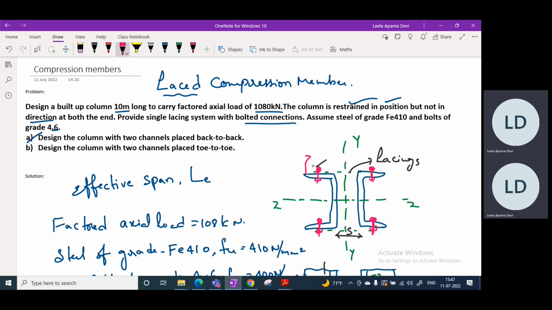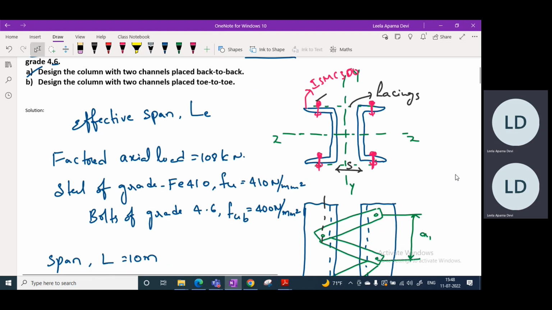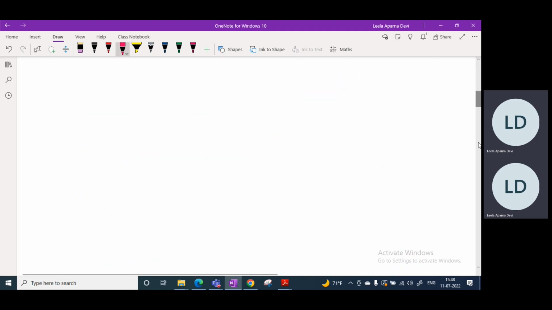suitable, or the strength coming from the design section which we have designed is ISMC 300 section. So whether these two channel sections are able to carry the external load of 1080 kilonewtons or not, that part we have already seen in the previous video. So now the thing is we need to calculate the space. To this problem, the space between these two channel sections we need to calculate. So how to calculate, we'll see now.